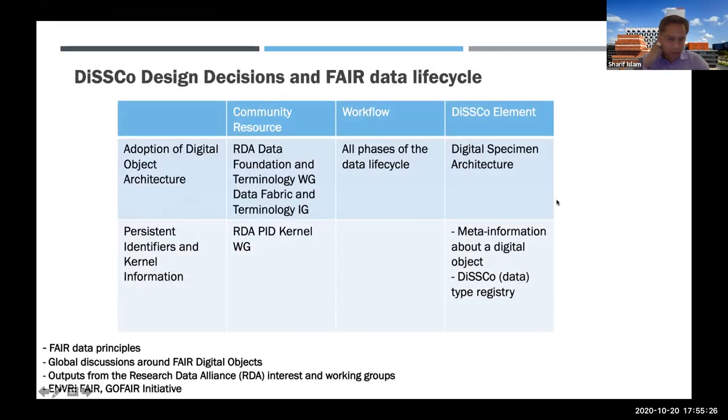A few other pieces of background information: how we came about with some of these design decisions, and specifically for the FAIR digital data lifecycle. We borrowed a lot from some of the global conversations, specifically from the Research Data Alliance community and other communities that are working on FAIR implementation. Some examples I'm highlighting, of course, the idea of digital object. I provided the history, but RDA picked up on that and is still continuing to talk about these things in the working group. And that is a fundamental element of the architecture, so it applies to all phases of the data lifecycle.